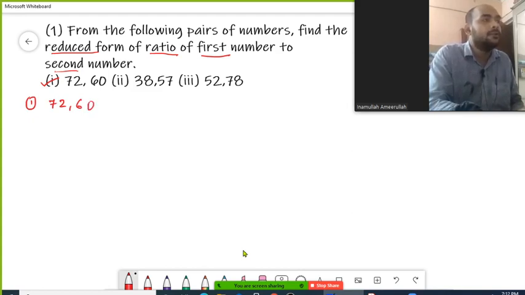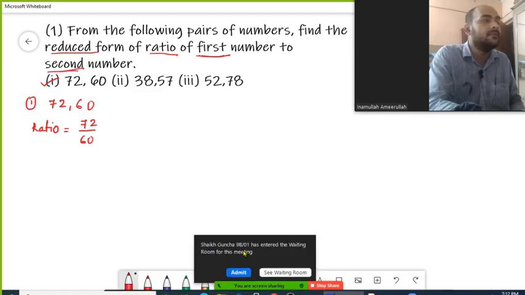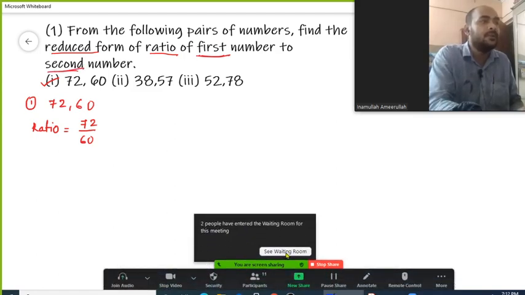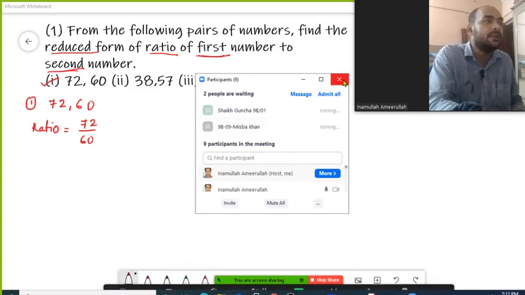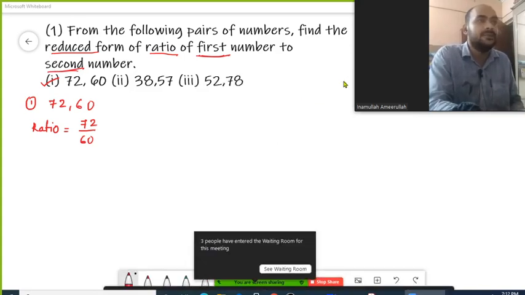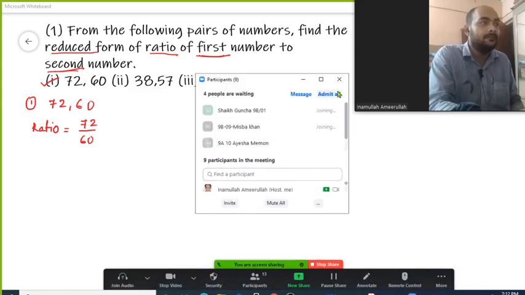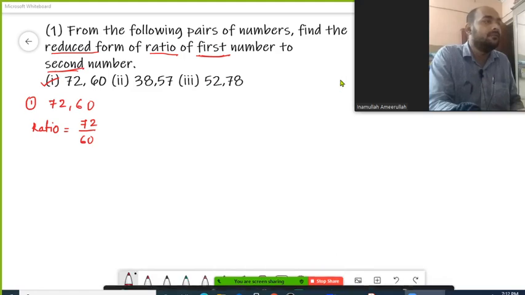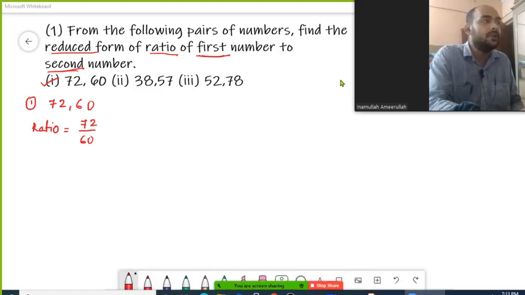So in order to find the ratio in reduced form, this ratio can be written as first number and then second number. If the question says find the reduced form of the ratio of second number to first number, then we can write it as 60 upon 72. But here the question says first number to second number, so we shall take 72 upon 60. So here we are writing the first number in the numerator and the second number in the denominator.